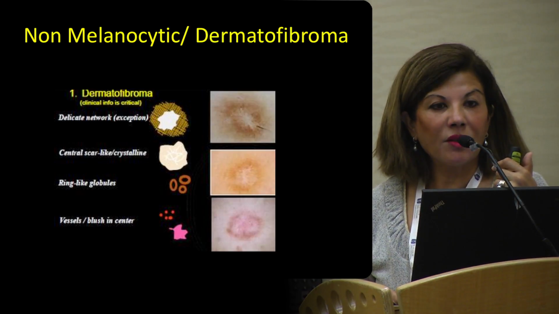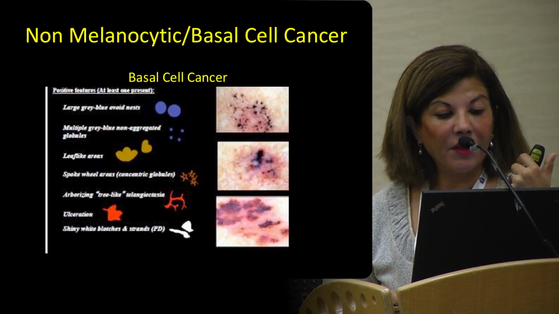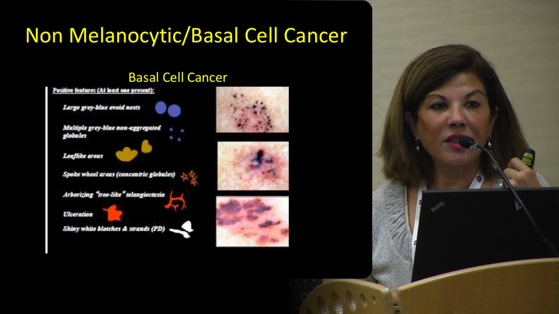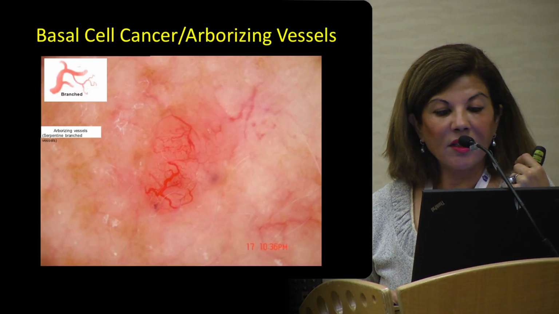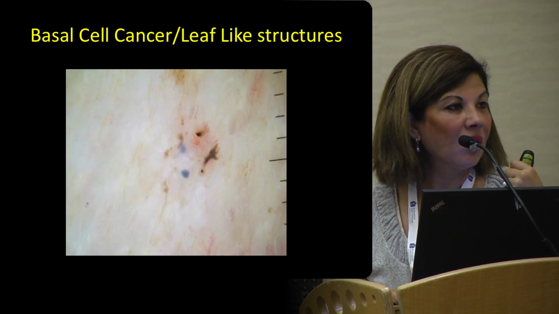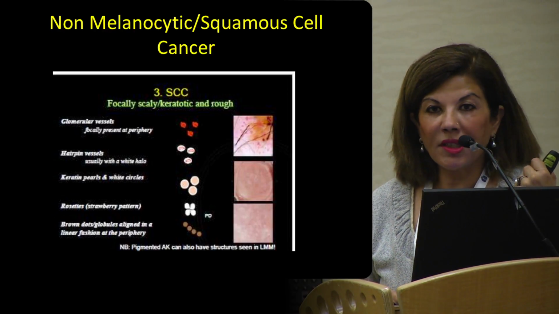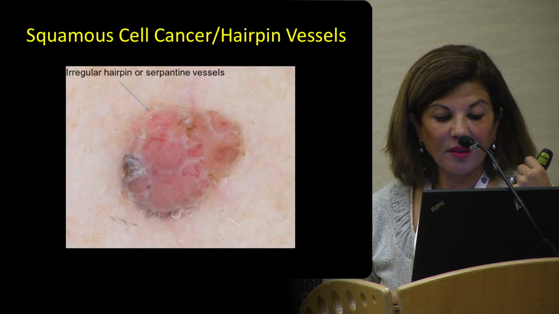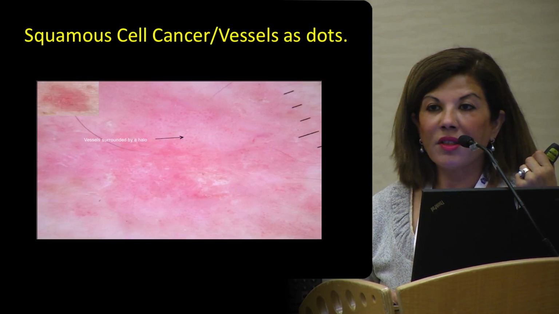This is what a non-melanocytic dermatofibroma looks like under the dermatoscope. This is what a non-melanocytic basal cell cancer looks like under the dermatoscope. You can see these arborizing vessels and leaf-like structures that are highly suggestive of a basal cell cancer. A non-melanocytic squamous cell cancer looks like this. It often has a strawberry pattern with hairpin vessels or vessels as dots.